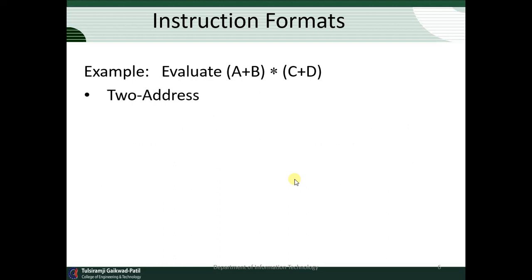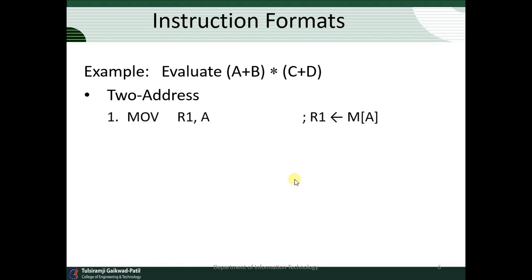Now the second type: two address instructions. How do we execute the two address instructions? Same as in the previous instructions. Here we have the same expression, X equals A plus B into C plus D. Again we have to evaluate it with the help of two address instructions. First we need to add A plus B, and C plus D.